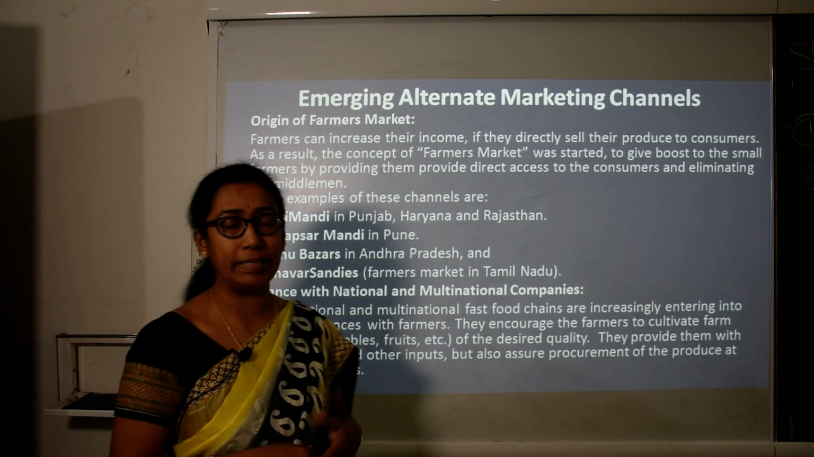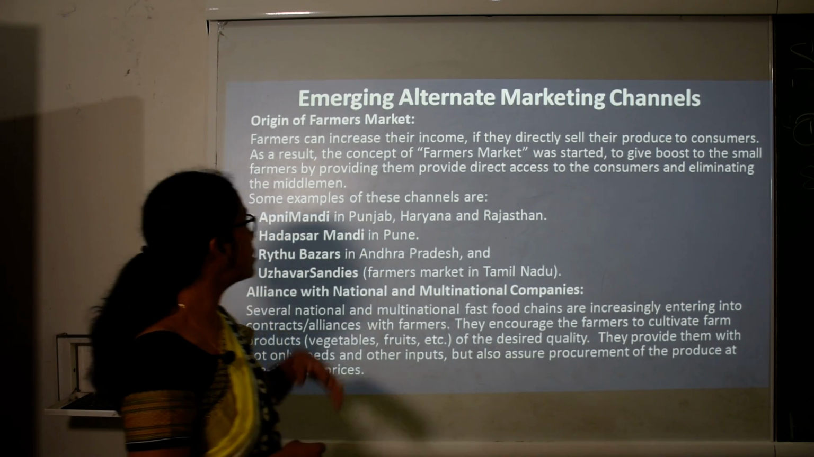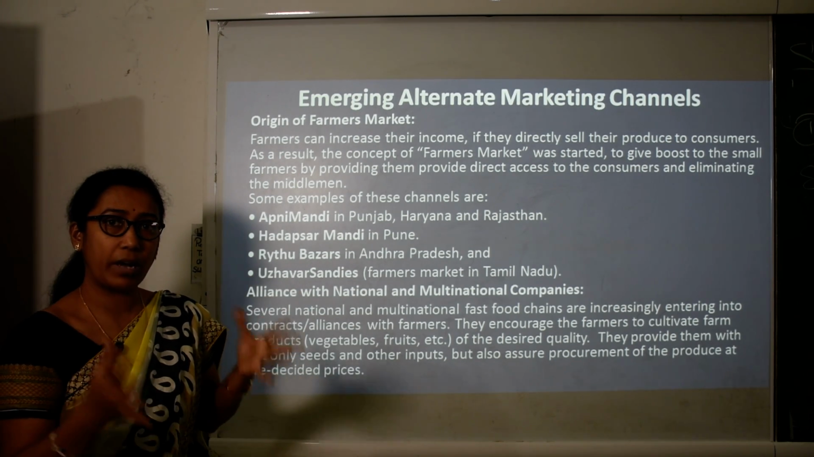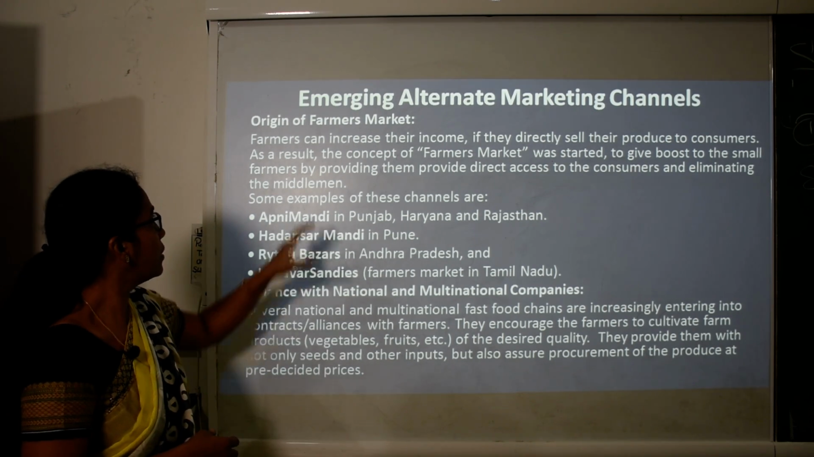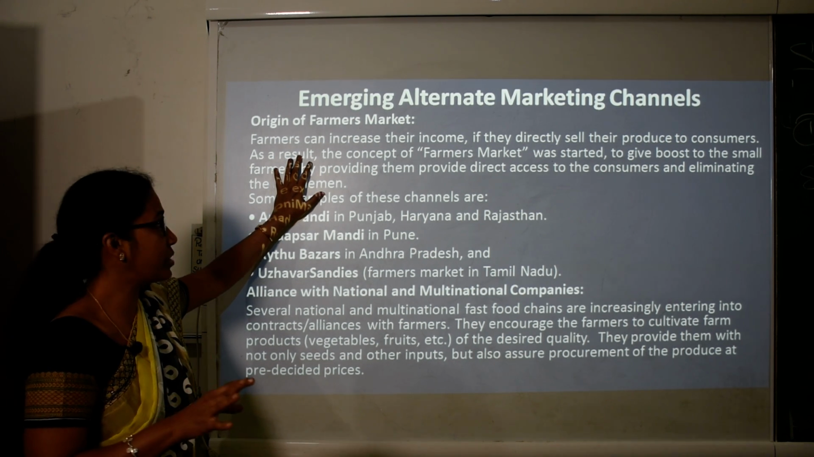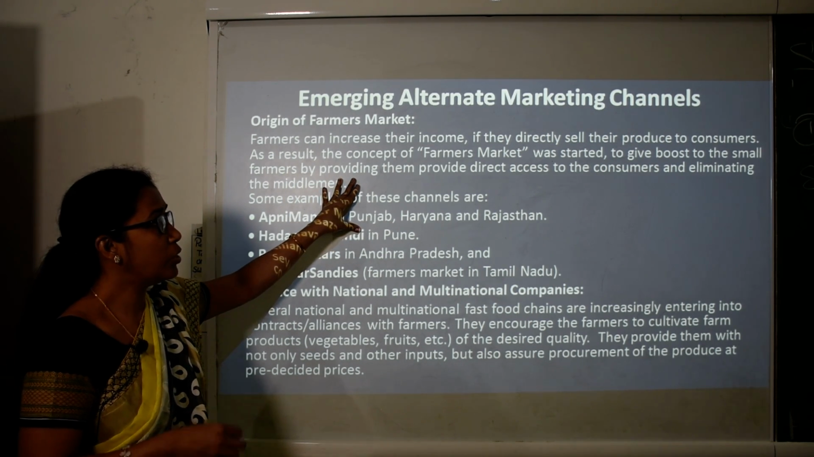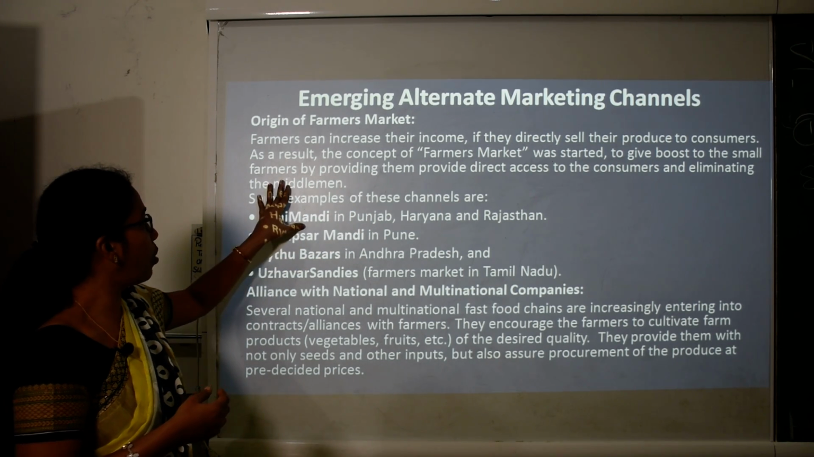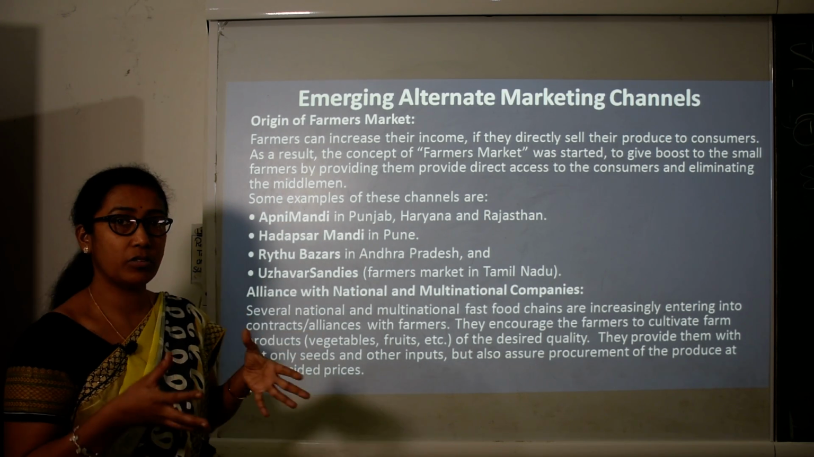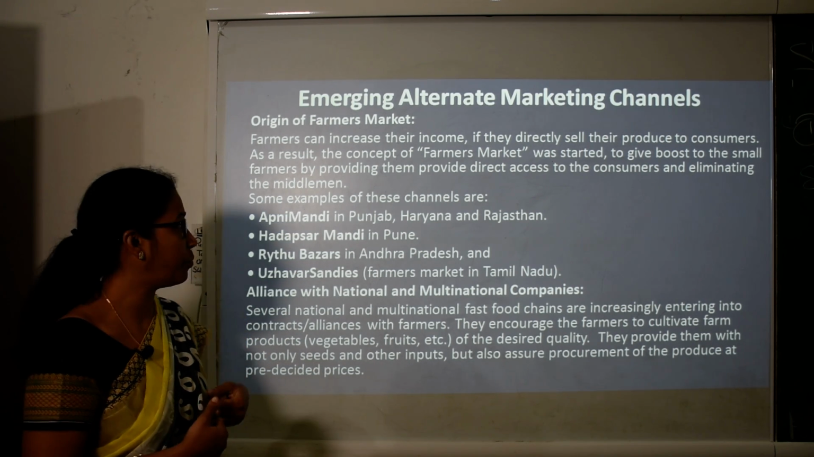Now, some emerging alternatives are available for marketing systems or channels. The first is the origin of the farmers market. Farmers can increase their income if they directly sell their products to consumers. As a result, the concept of the farmers market was initiated by the government to motivate small farmers by providing them direct access to consumers and eliminating the role of middlemen, who charge high commission or enjoy a good amount of profit from them.